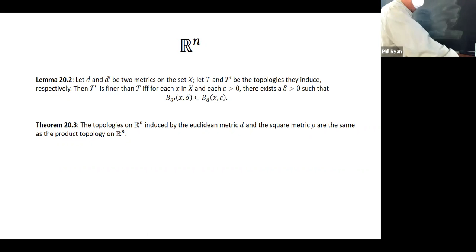The important result that gives that for us is the following: if we have 2 points, 2 elements of Rn, then the square distance, the distance given by the square metric, is always less than or equal to the Euclidean distance, and that's less than or equal to square root of n times the square metric.